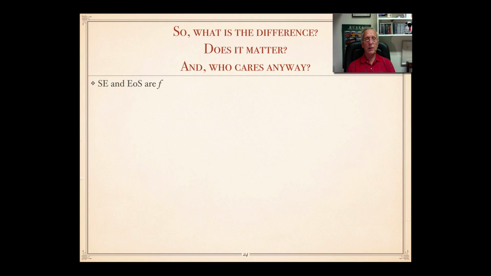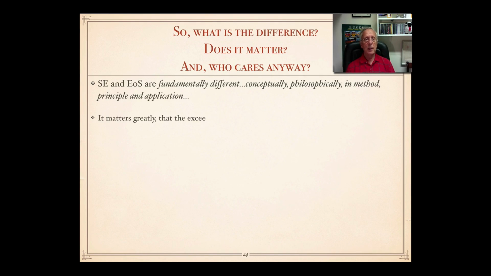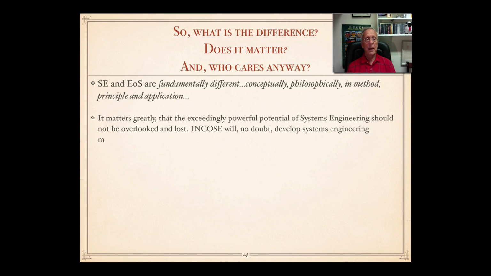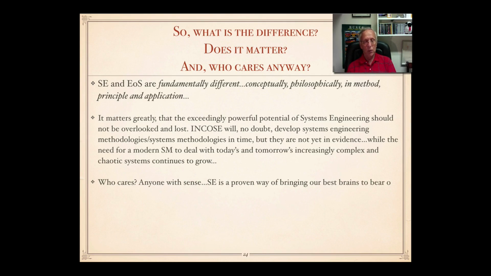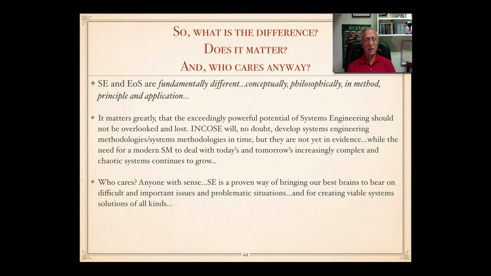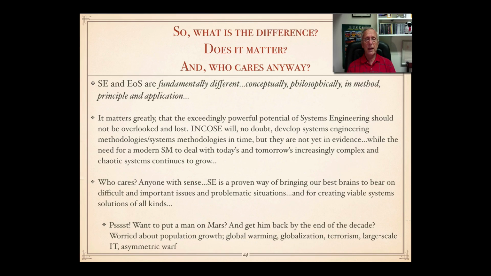And there's our original questions. So what's the difference? Well, systems engineering and engineering of systems are fundamentally different, conceptually, philosophically, in method, principle, and application. Does it matter? It matters greatly that the exceedingly powerful potential of systems engineering should not be overlooked and lost. Nkosi will, no doubt, develop systems engineering methodologies, or simply systems methodologies, in time, but they're not yet in evidence, while the need for a modern systems methodology to deal with today's and tomorrow's increasingly complex and chaotic systems continues to grow. And who cares anyway?